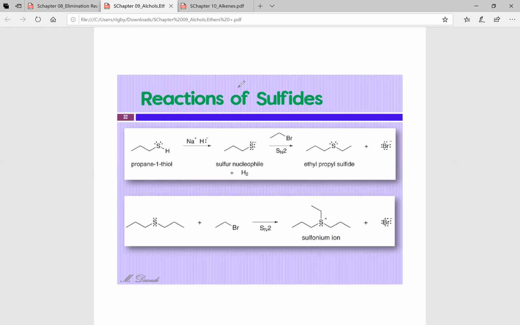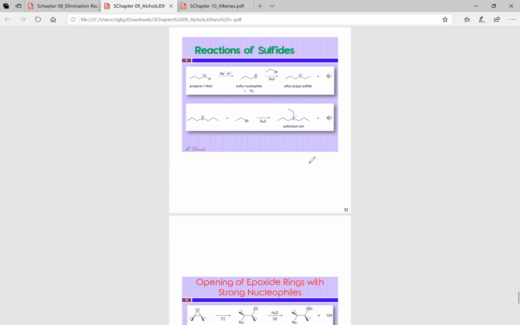Reaction to sulfides. This is just, again, similar to ethers, like alcohols becoming ethers. We start with a thiol, then we get rid of that hydrogen, making this into a good nucleophile. So this is a little bit different from the OH stuff. But then all we do is another SN2 reaction to make ethyl propyl sulfide. All of these reactions are just stuff that you have to practice and study. I'm working on making a document for all of you that has all of the reactions.